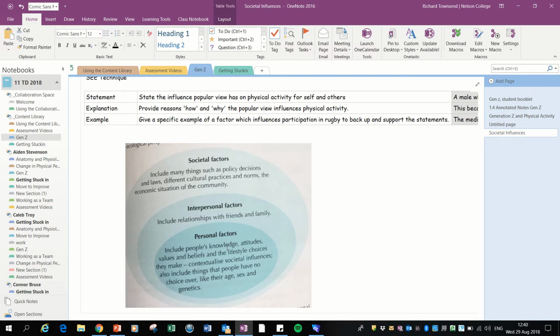Or what influences do you get from your peers? So generally you play sports because your peers play the same sports, not always, but a lot of the time. So you make those connections there. And then you've got to link it to societal factors, including many things such as policy and decisions, laws, different cultural practices, norms, the economic situation of the community. So that's about how you link to what society thinks of those sports. And remember, there's lots of answers that you could come up with.